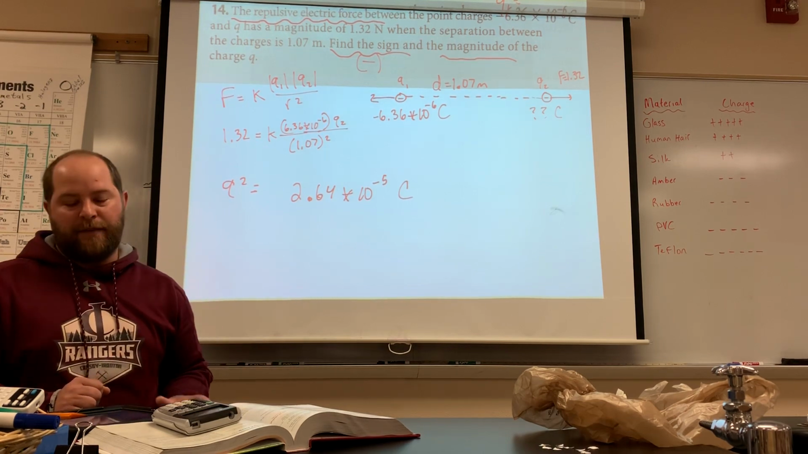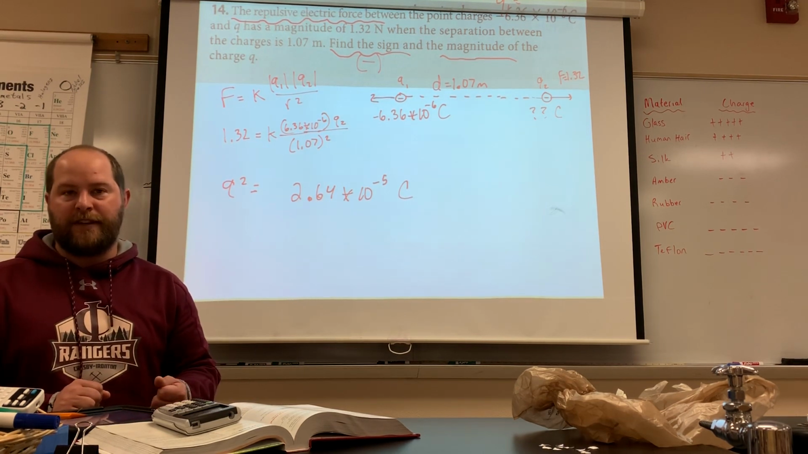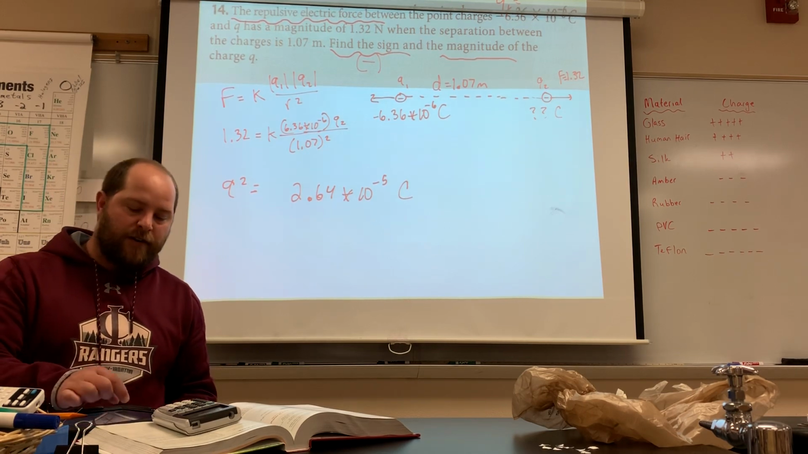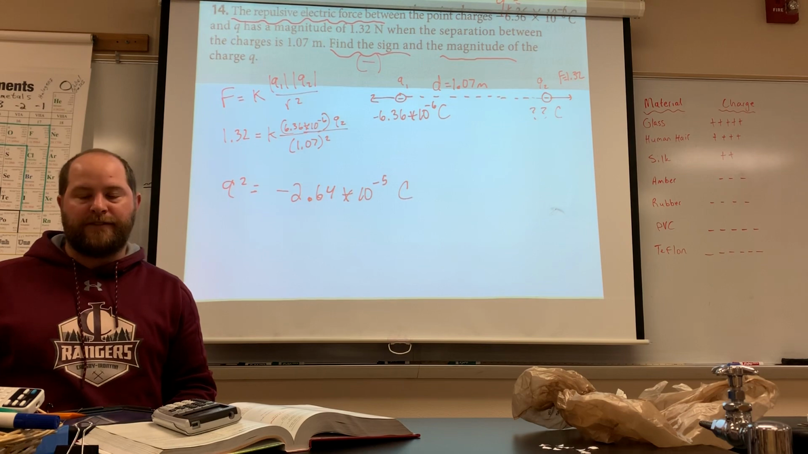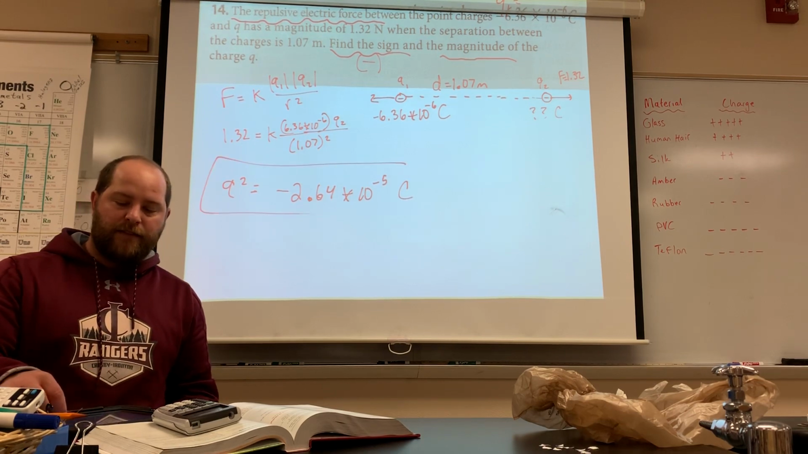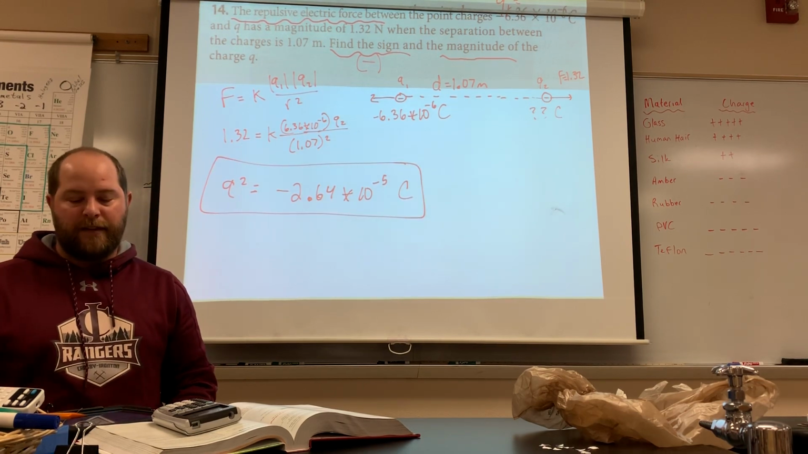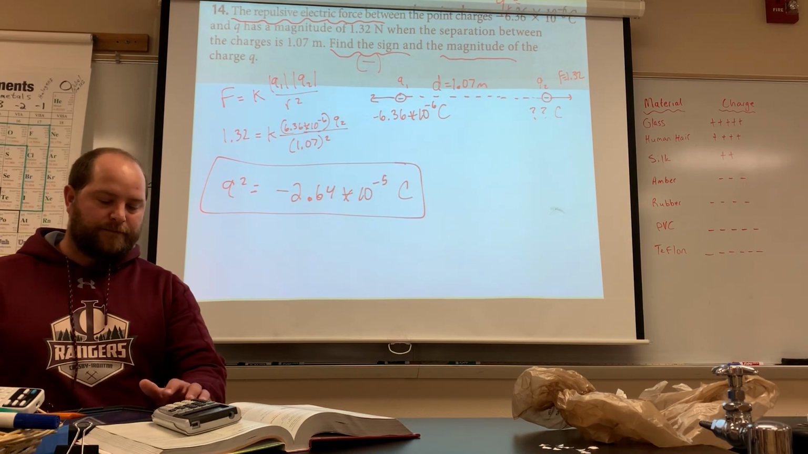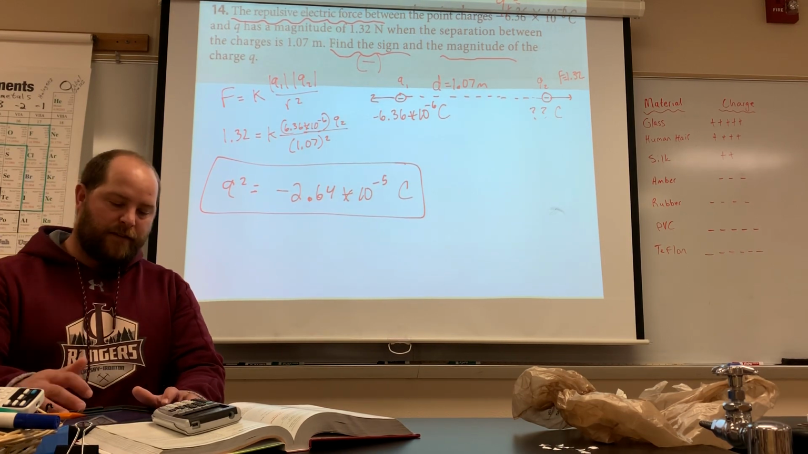But that's not the full answer because we still need the sign. We know that it's two negatively charged particles, so therefore our answer needs to be negative. So Q2 would be negative 2.64 times 10 to the negative 5th. Okay.